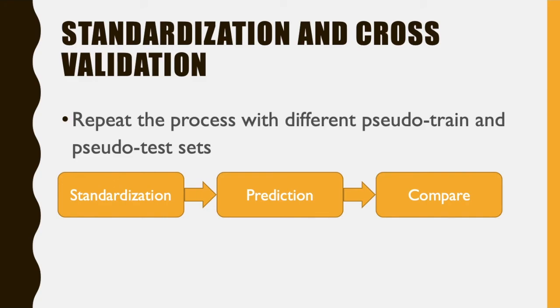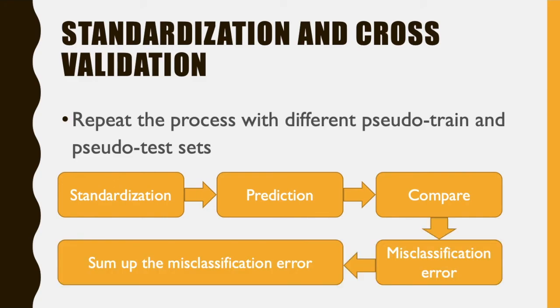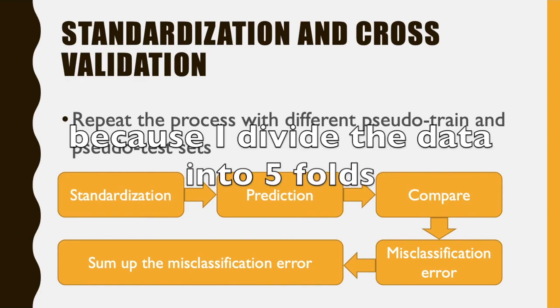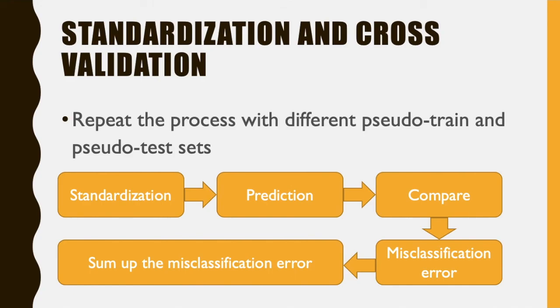Each time, when you compare the prediction and the reality, you get a misclassification error. Eventually, you should get 5 of them. Add them up, and you will get the overall error, which tells you how the model performs out of sample. Not only that, you can also use the overall error to determine good tuning parameter values.